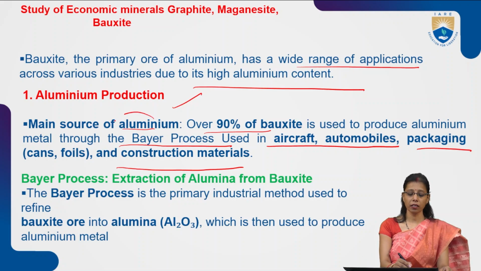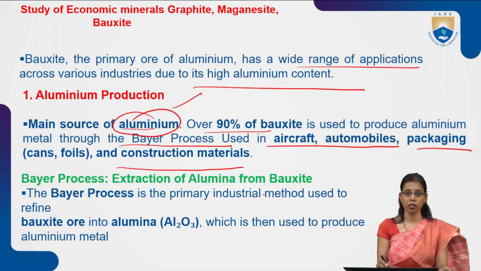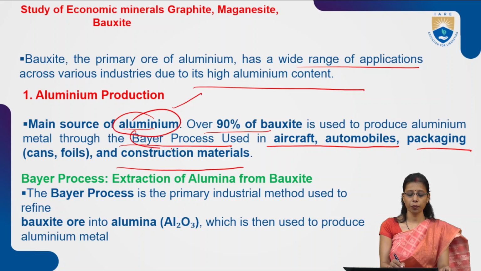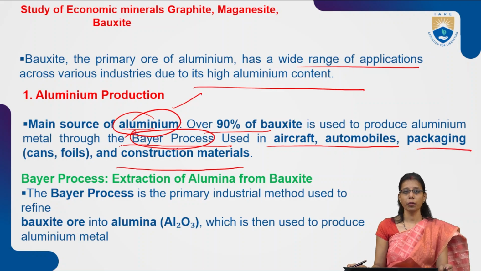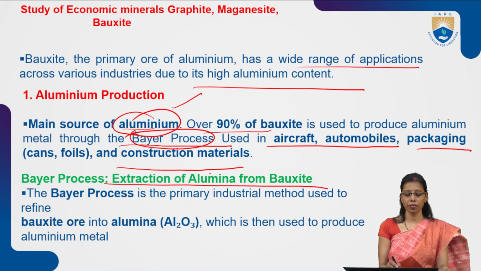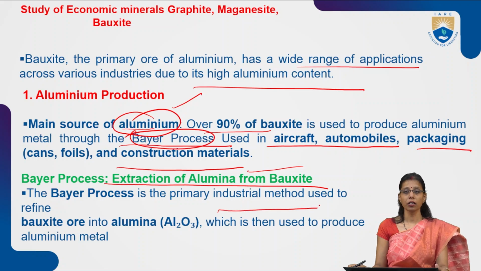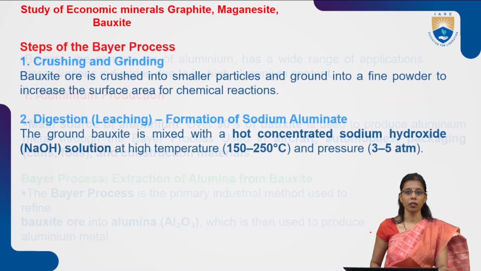So to extract this kind of aluminium, there is a process here. What process? We call it Bayer's process. So in aluminium production we have the Bayer's process method. So what is the Bayer process here to extract the aluminium? In the Bayer process, the first step is extraction of alumina from bauxite. The Bayer process is the primary industrial method used to refine the bauxite into alumina, which is then used to produce the aluminium metal.